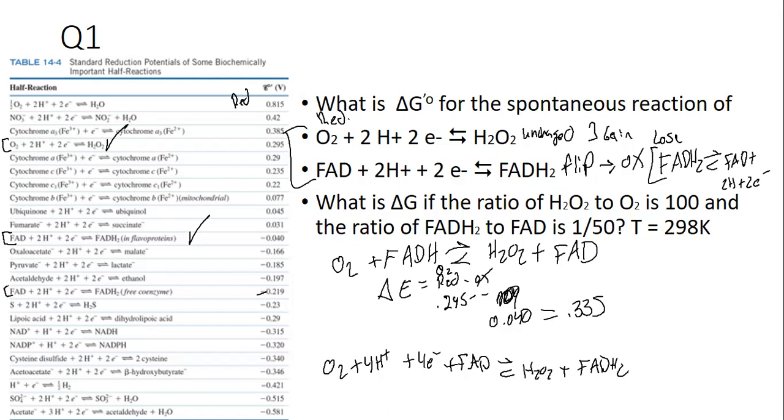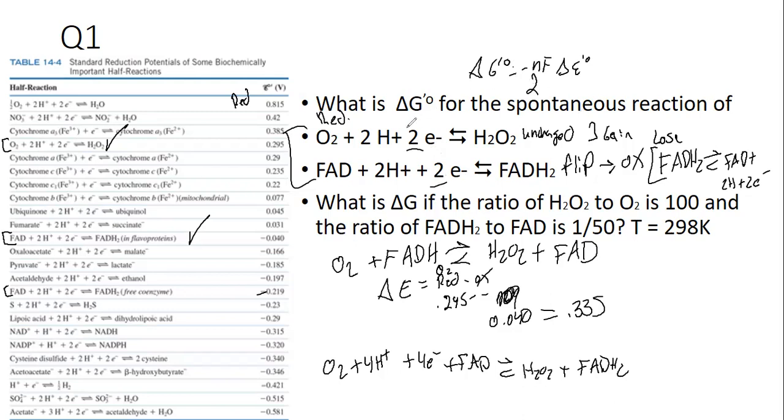Okay, so we calculate delta E. Once we have delta E, we can throw that into our next equation. Delta G equals minus NF delta E. Like I said, you'll have this equation on the equation sheet. Delta G not prime equals minus NF delta E not prime. N, number of electrons, 2. Most common mistake I see there is people add them.